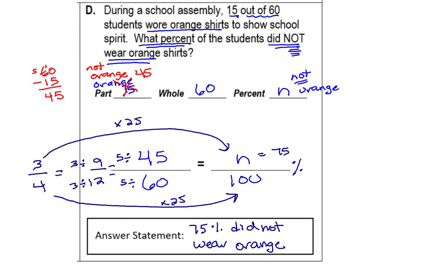Did you get that 75% of the students did not wear orange shirts? If you did, great job. You're done. Move on. Work on your homework. If not, quickly pause the video, take a look at the work shown, and see where you made your mistake. It's important that you understand how to do this, so please, if you got it wrong, look for your mistakes.